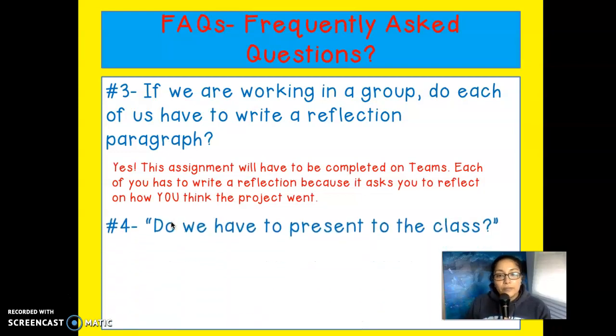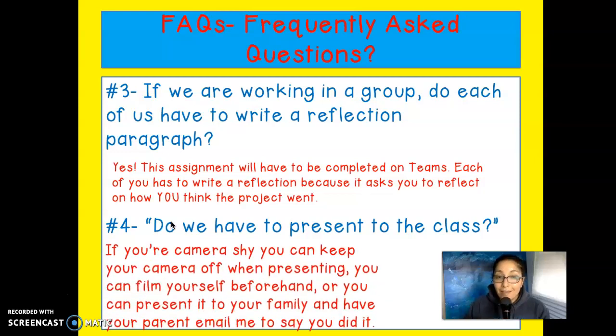Number four, do we have to present to the class? Yes, you do have to present to the class. However, if you are camera shy and you don't want to show your camera when we present to the class, then you can just have your camera off and just talk. If you're super shy, I was super shy, don't worry, you could always record your presentation beforehand and send me the video. Or you can present it to your family and have your parent email me telling me that you did present to your family.